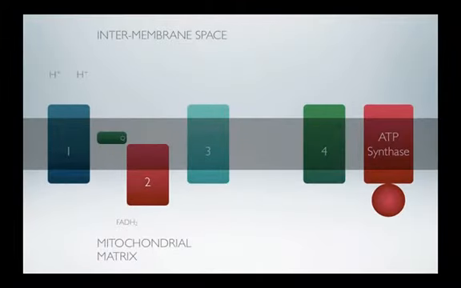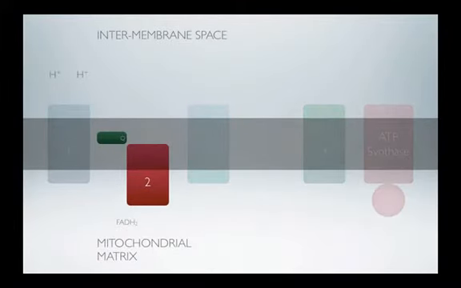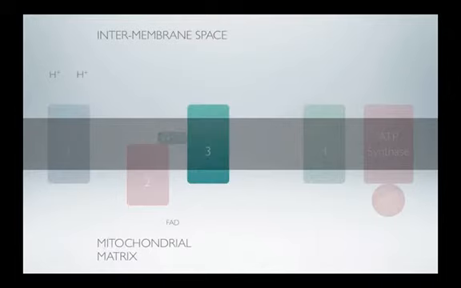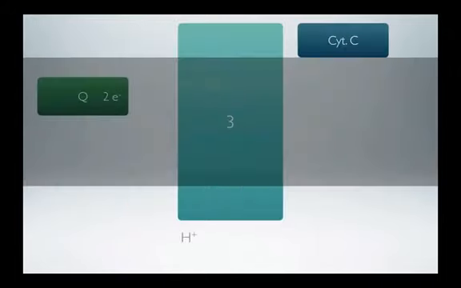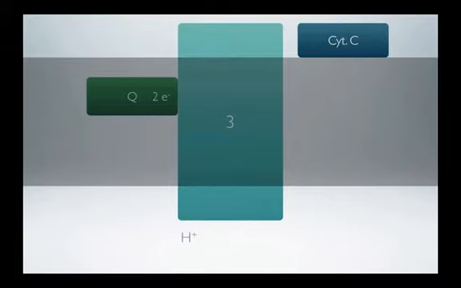A similar process occurs in complex 2, where FADH2 is oxidized to FAD, and 2 electrons are transported by Q to complex 3. As Q deposits electrons into complex 3, the electrons are in a state of high energy.